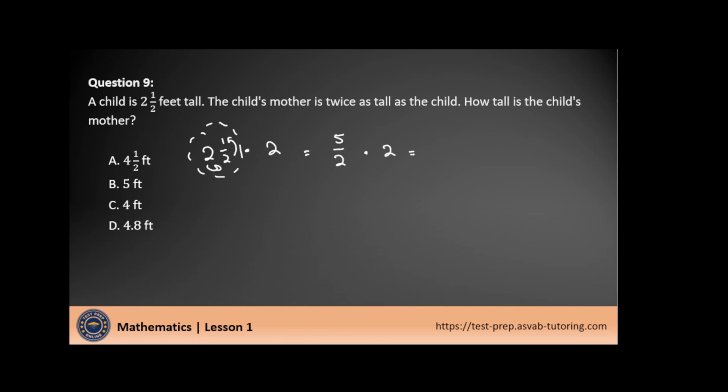We're going to multiply the 2 by the numerator there. 5 times 2 is 10 over 2. And 10 over 2 equals 5. The mother is 5 feet tall.